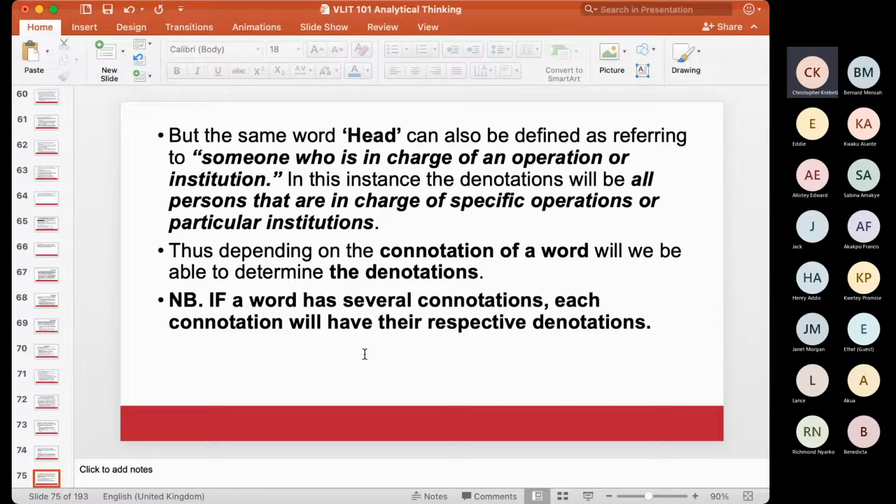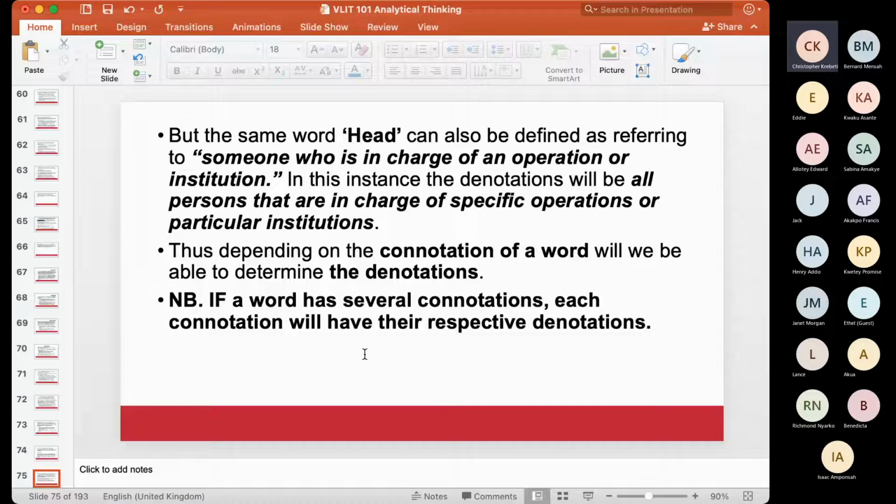But we can further go ahead for the same word head. We can look at it again, referring to someone who is in charge of an operation. So for instance, when you go into an industry and somebody is in charge of an operation, we will refer to the person as the head. If you go to a secondary school, a junior high school, the person in charge of the operation of the school is often referred to as the headmaster.